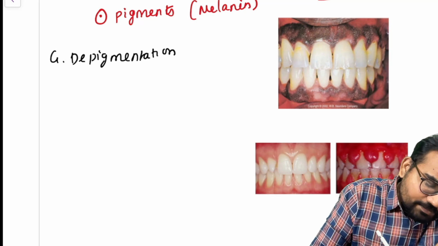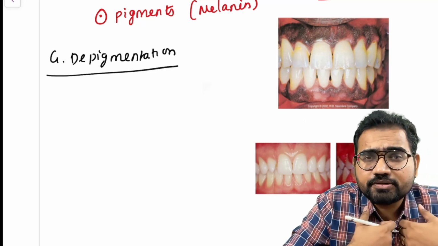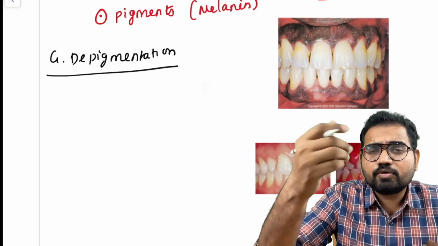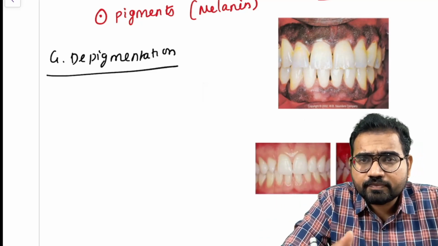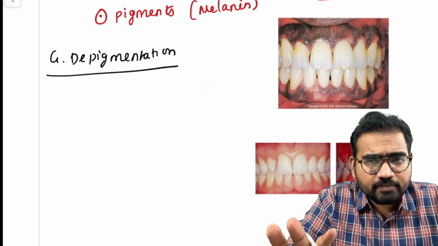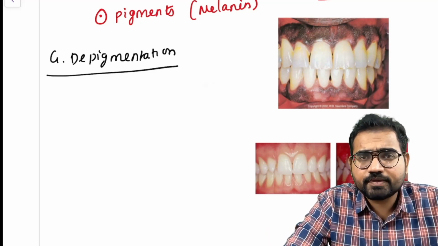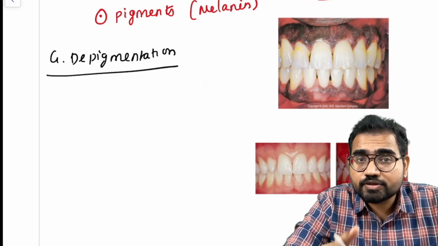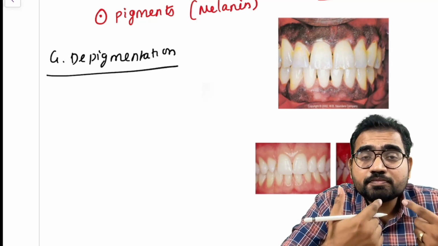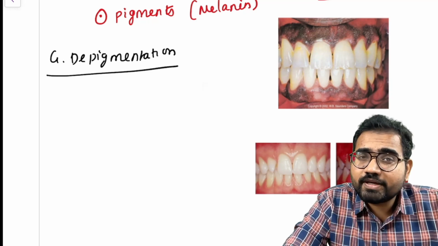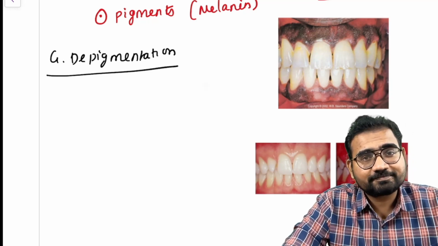I'm asking you a simple question. Imagine I am the patient, I'm coming to your clinic, I want to do depigmentation, and you're planning to do a depigmentation using whatever method you prefer. That is not an issue. But I would like to ask you one question: is this a permanent solution? Whatever you're doing, is that a permanent solution?